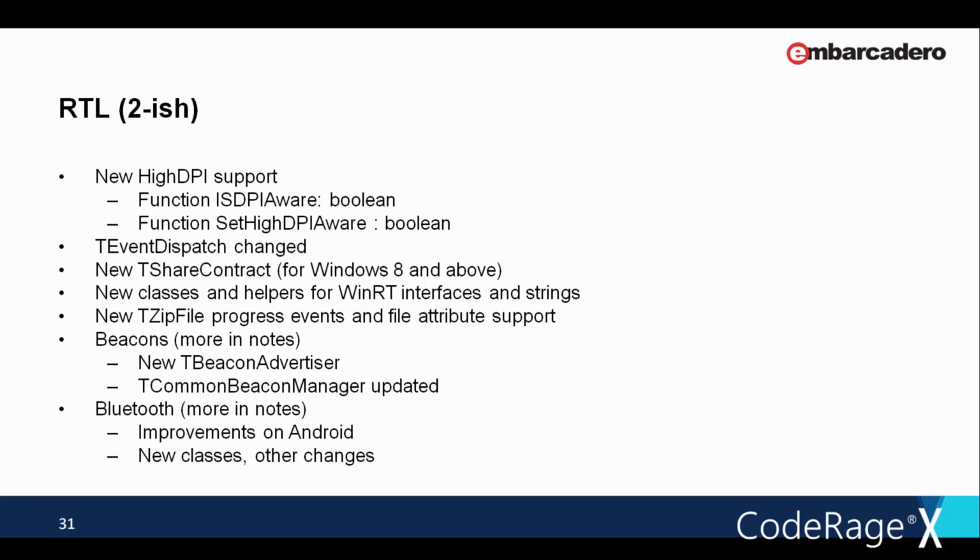There's a new share contract, which is a Windows 8 API and above, so you may be interested in taking a look at that. There's classes and helpers for WinRT interfaces and strings. There's a zip file progress event and file attribute support that's specific to Windows and to POSIX. There's a lot of work on beacons. Again, more in my notes.